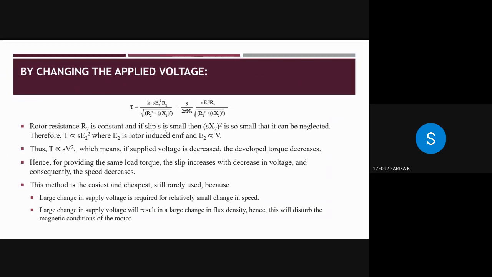This method is the easiest and cheapest, still rarely used because of 2 points. Large change in supply voltage is required for relatively small change in speed. Large change in supply voltage will result in a large change in flux density. Hence, this will disturb the magnetic conditions of the motor.